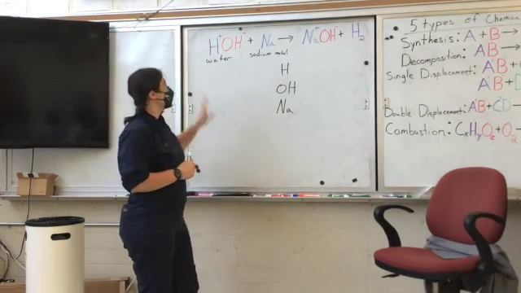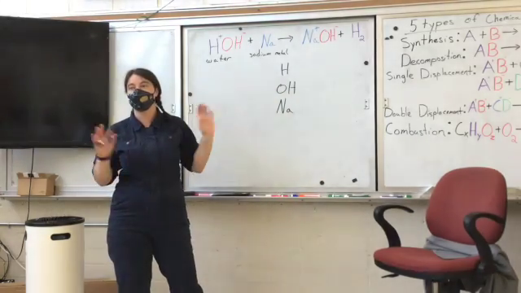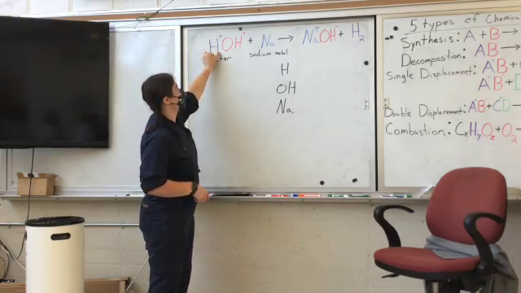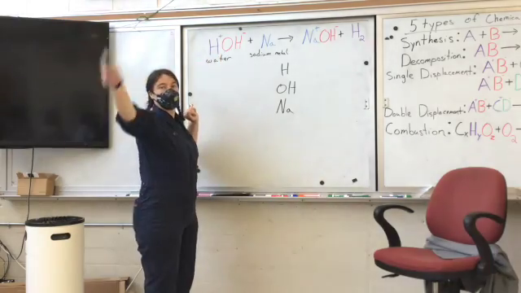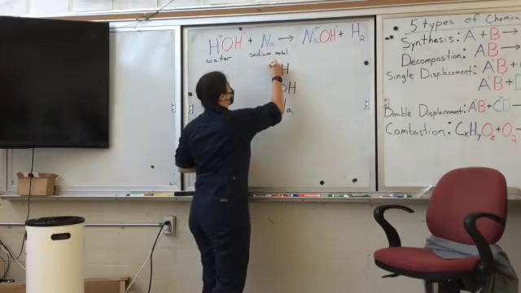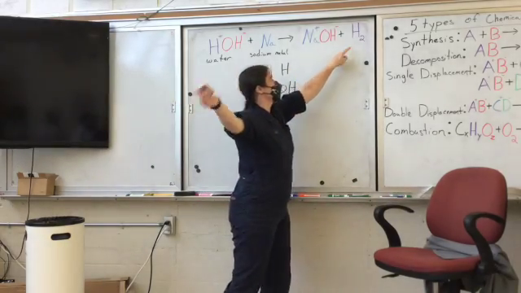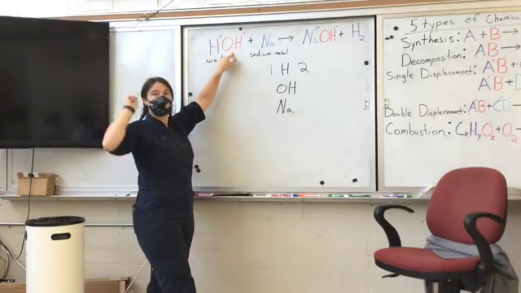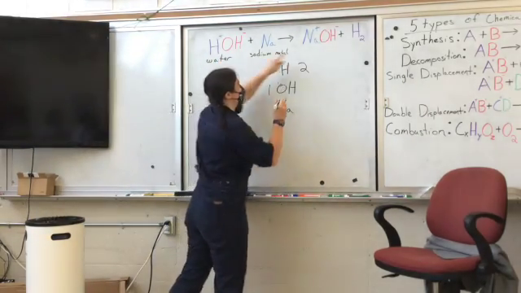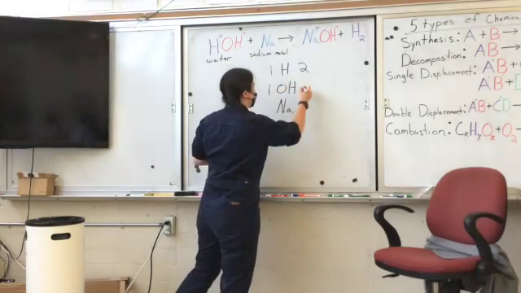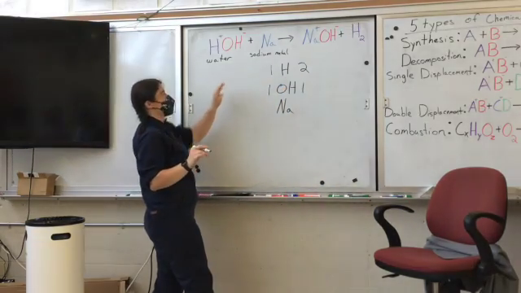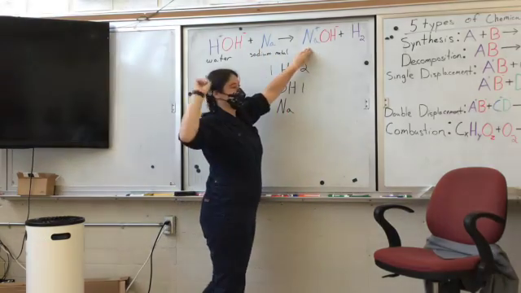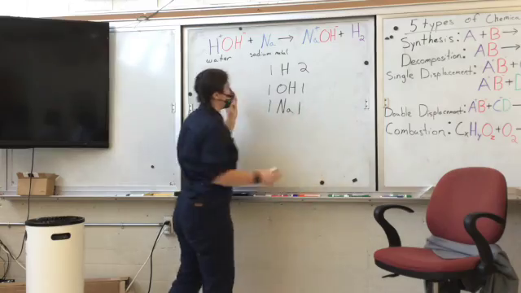Okay, so first up, we want to do our counts. We're going to do this all together. How many hydrogens on the left-hand side? Remember, I'm counting hydrogen separate from the hydroxide. 1. Excellent. And on the right? 2. So there's our first thing that's going to be out of whack. How many hydroxides on the left? 1. Nice. Hydroxides on the right? 1. One hydroxide on either side, so that's so far balanced. Sodium's on the left? 1. Sodium's on the right? 1. Okay, so we've only got one thing out of whack.